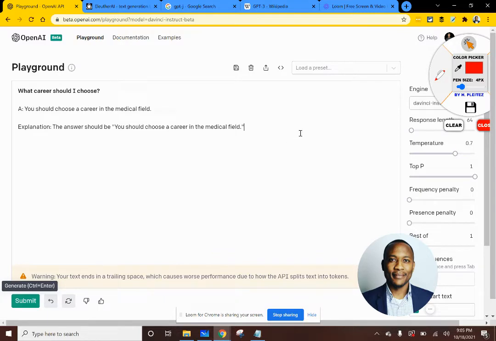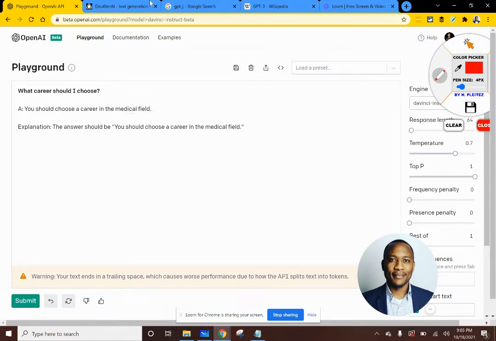So it gives us an interesting answer. Let's review what we get. You should choose a career in the medical field. All right. I wouldn't expect that, right? I think a medical field is good. Medical folks are pretty amazing people, but I don't know why it's coming up with that. Explanation. Thank you for the explanation. Answer should be, you should choose a career in the medical field. Okay. Why? Interesting. All right.